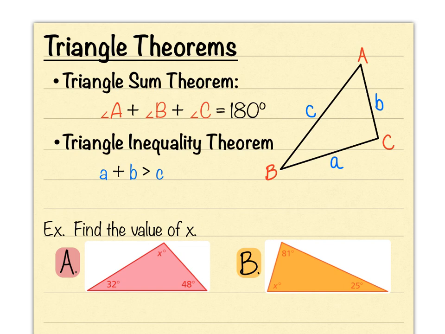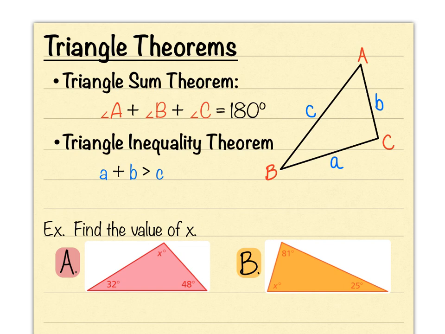And so now we're going to focus on a couple things that are always true. That's what a theorem is, something that's always proven to be true for triangles. The first one is the triangle sum theorem. The triangle sum theorem says that angle A plus angle B plus angle C equals 180 degrees.